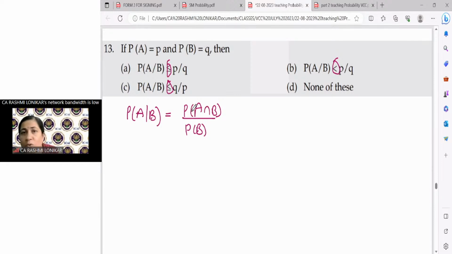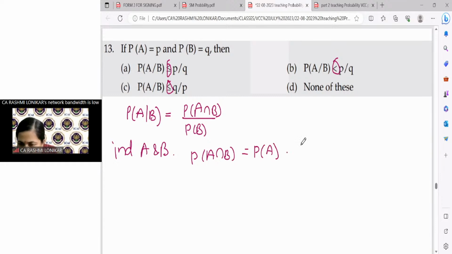What can they be if they are independent? If A and B are independent, then P of A intersection B is given by P of A into P of B. Okay. That is also possible. But right now, there is no mention of that. So what is there? P of A is P and P of B is Q. Then what will be the relation?